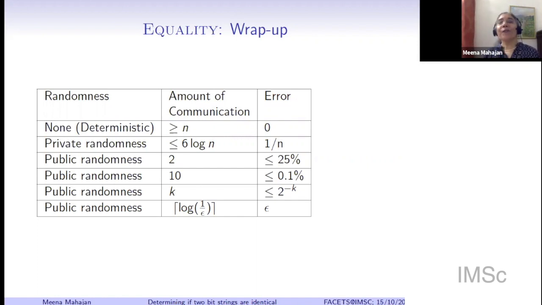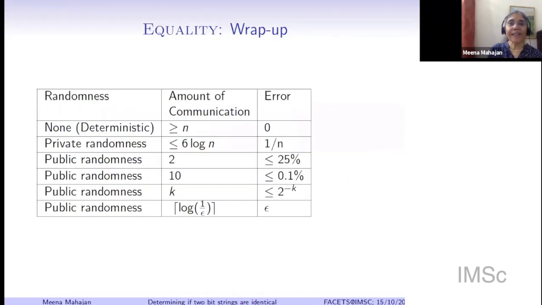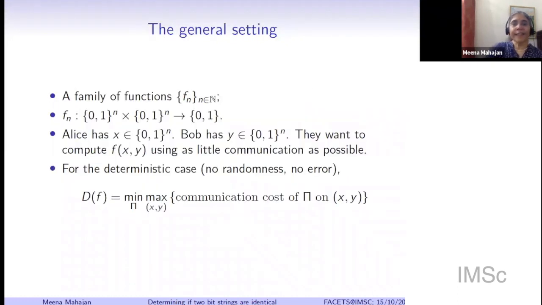So we have a whole lot of very different answers to this question of how equality behaves. I think I'm already out of time, so I will stop now. I had another 2-3 slides about a few different methods and the general setting, so maybe I will just show this general setting. The general setting is that it need not be equality. I could have some function of 2 input strings. Alice has x, Bob has y. They want to compute the function f(x, y) using as little communication as possible.